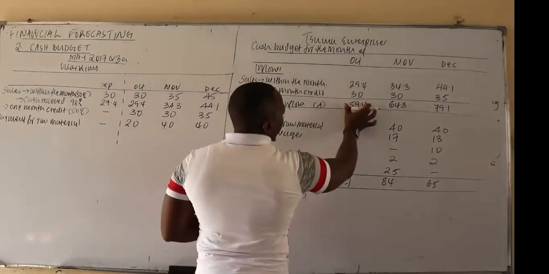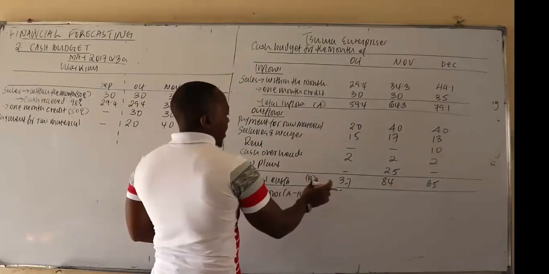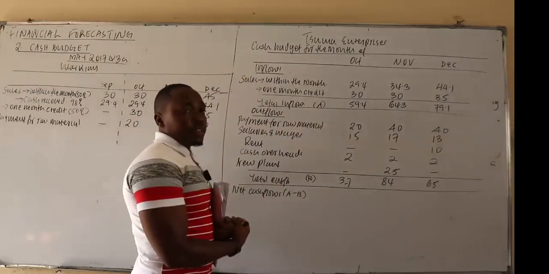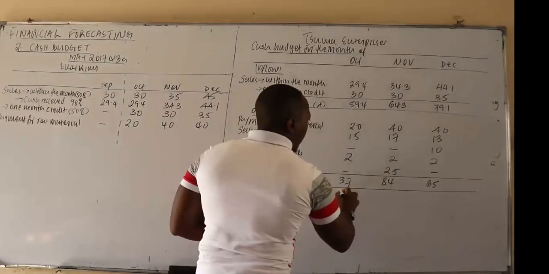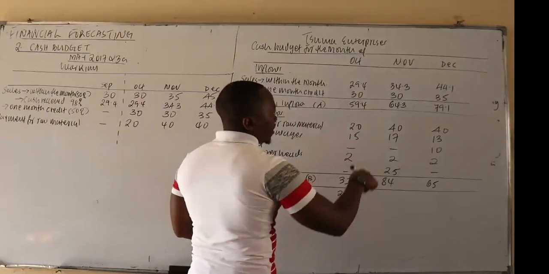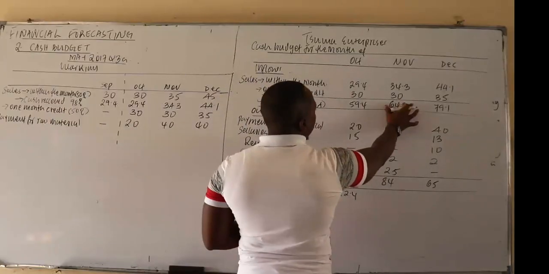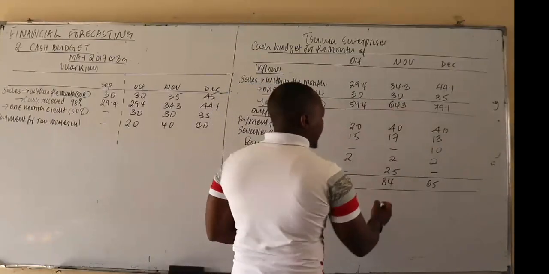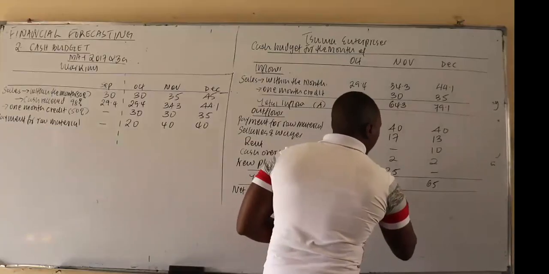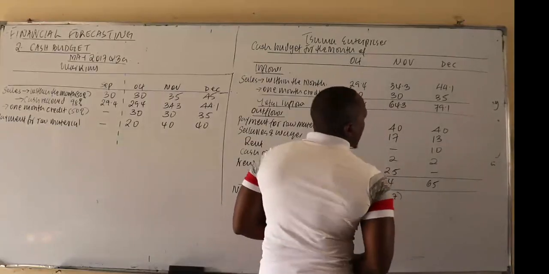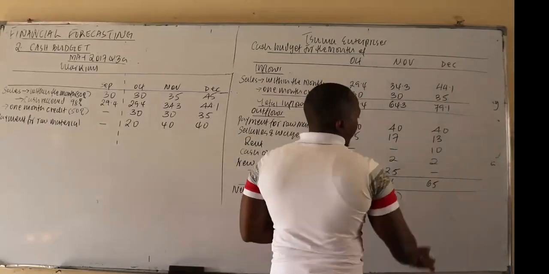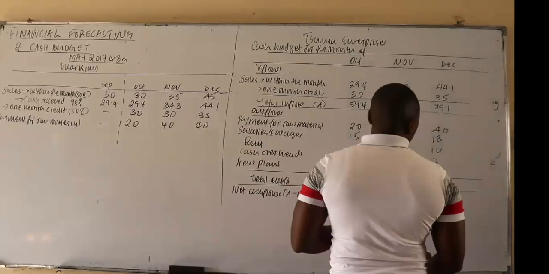October, the inflow was 59.4. The outflow was 37. How much is the net cash flow? 22 point something. November, 64.3 and 84 gives a negative 19.7. And then the last one is 14.1.